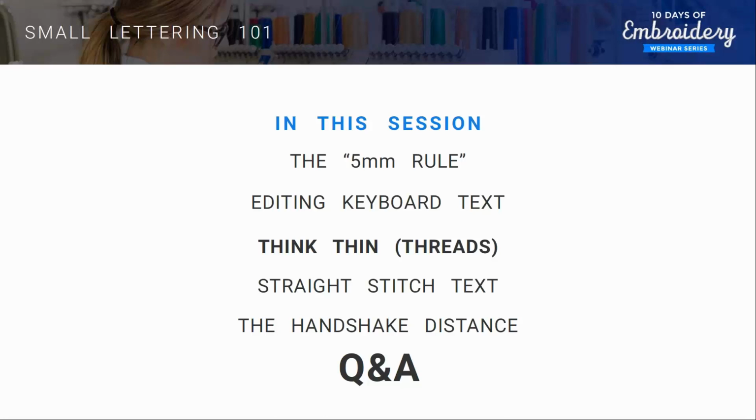Straight stitch text, we're going to cover that in a little bit of detail. Once you get past a certain point, you really can't use satin stitch text because it gets to be too small to execute correctly, so we'll talk about that. And the last one, if you've been in on the last webinar about caps, you may have already heard a bit about it, but what I like to call the handshake distance. And that's a little bit about the way that your embroidery is viewed and what you can use from that to talk to your customer about small lettering and small detail.